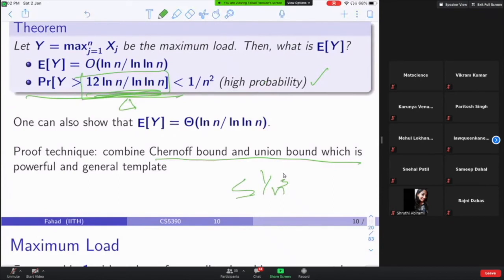Okay, what is the probability that x1 greater than delta or x2 greater than delta, and so on; there are n such terms. So by union bound we will have n times the probability that one of the xi is greater than delta, that is 1 by n cube, and that we will get to be 1 by n square. So this is the template of applying Chernoff bound and then union bound. Okay? So this is a very useful template.